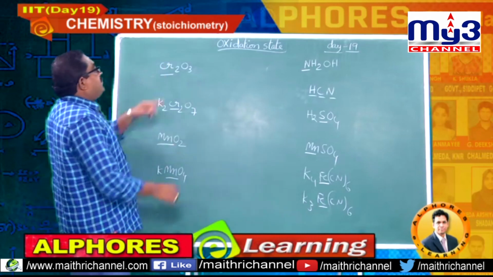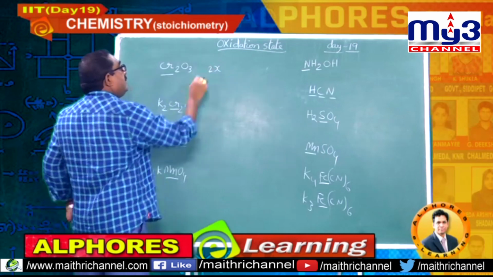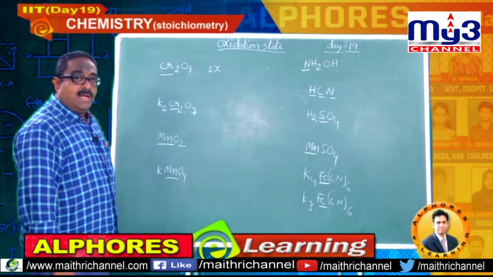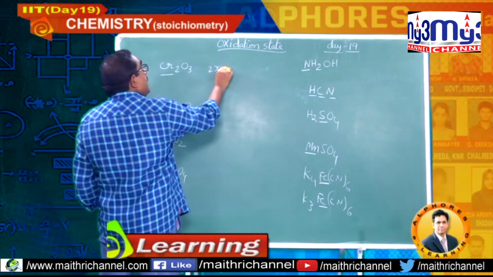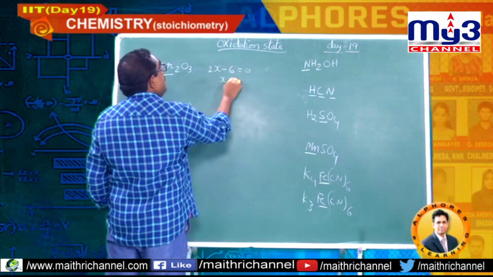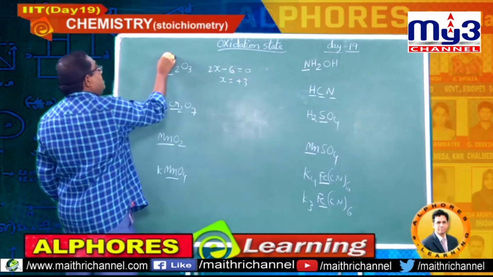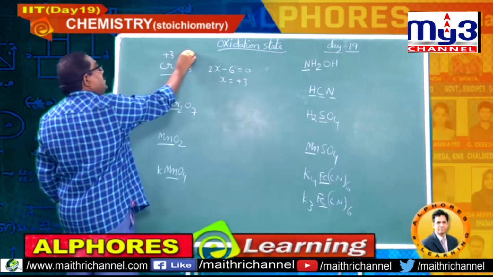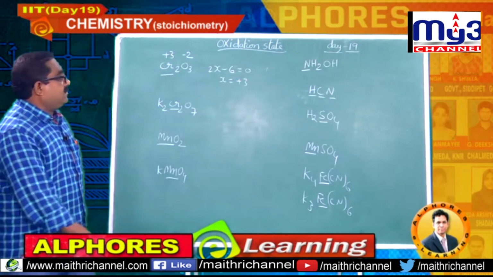Here 2 chromiums are there, 2x, 3 oxygens, for oxygen -2, 3 into -2 is -6. So x equal to +3. So the oxidation state of chromium is +3 and of oxygen is -2.